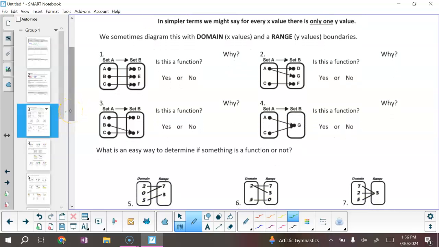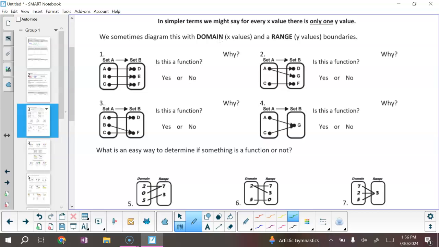Some other vocab words that you maybe need to be familiar with are these 2 words here, where it says domain and it says range. Domain would be your X values. So again, going back to our algebra thinking, when we talk about graphing a line or graphing any type of function, you had X values.